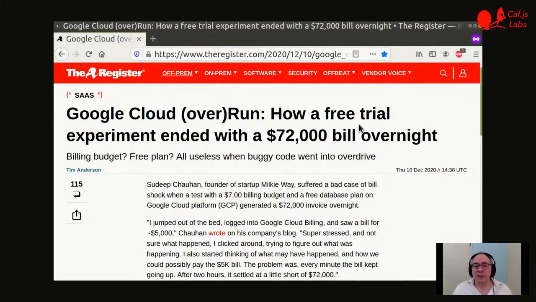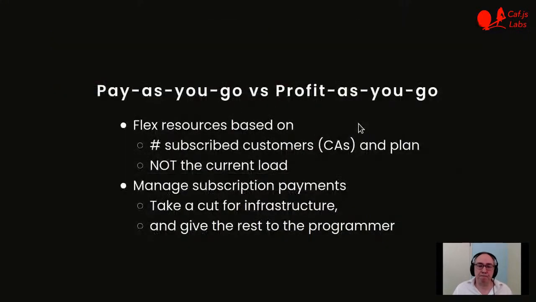Now, in this particular case, there was a happy ending because I don't think Google wants to bankrupt their newbie customers, right? But if it's Caf.js Labs, the one that is mediating access, the discussion would have been a bit different, right? In particular, if this keeps on happening many times. So that forces us to change the model. Instead of flexing resources based on load, what we do in the Caf.js Cloud is flex resources based on the number of cloud assistants that are active.